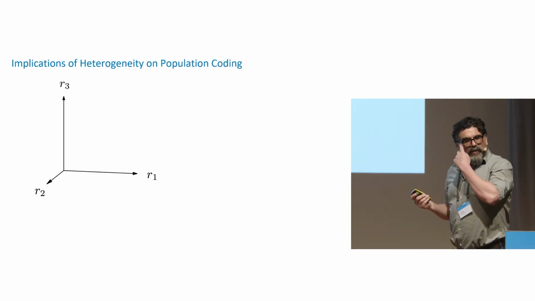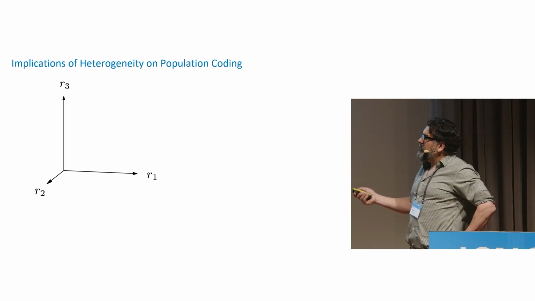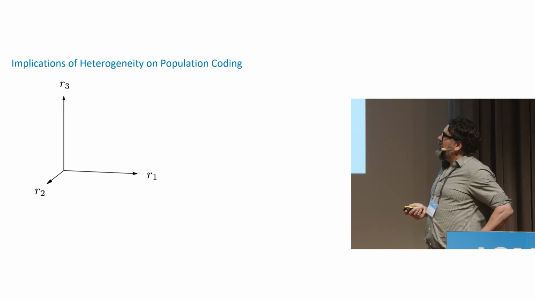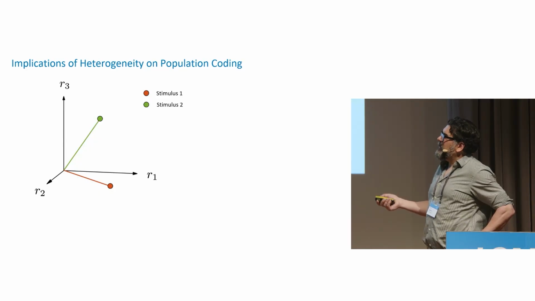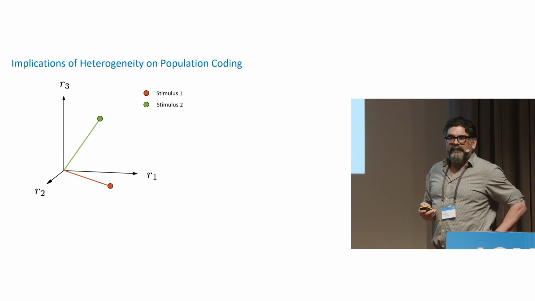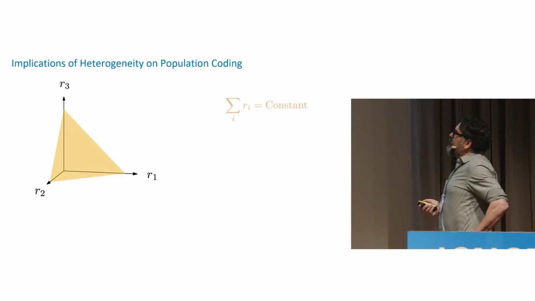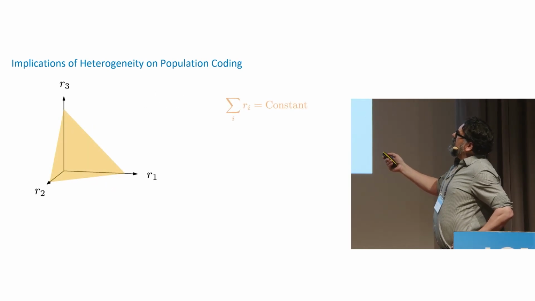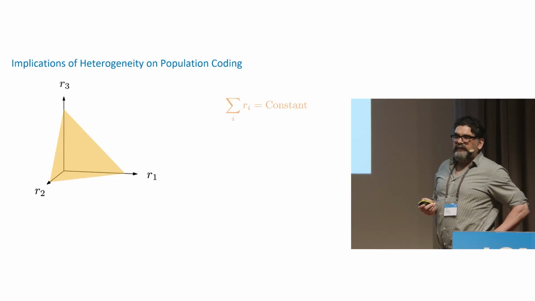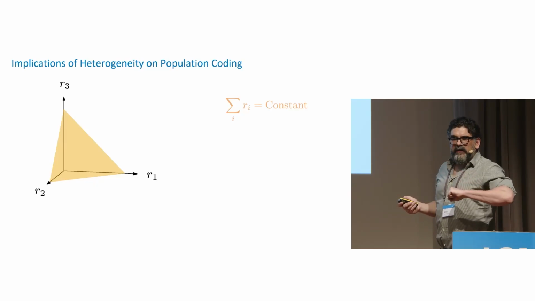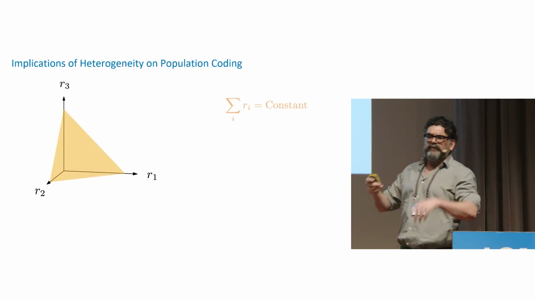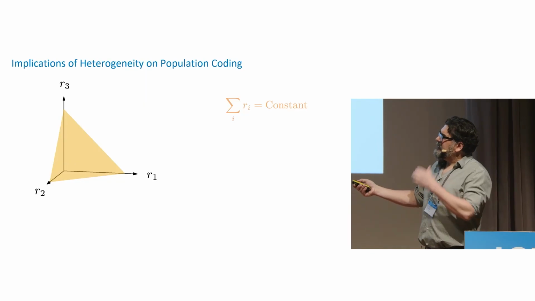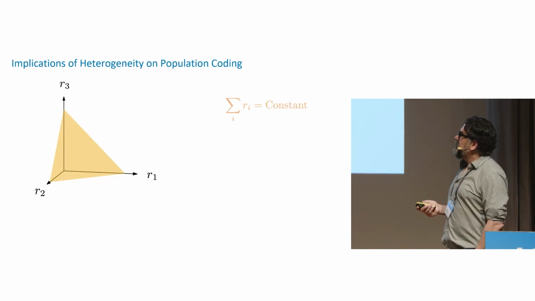So let's think about population codes here. Here we have a schematic of 3 neurons. You can imagine 2 stimuli coming in. Stimulus 1 drives this 3 neuron population to on average live here. Stimulus 2 drives them to on average live there. So if we want to put a constraint and say, okay, for any given stimulus, the firing rates are allowed to be variable, but the sum of the firing rates has to be a constant. So there's some sense of conservation here. That means the response has to live somewhere on this triangle.